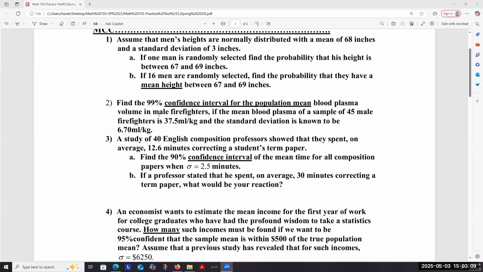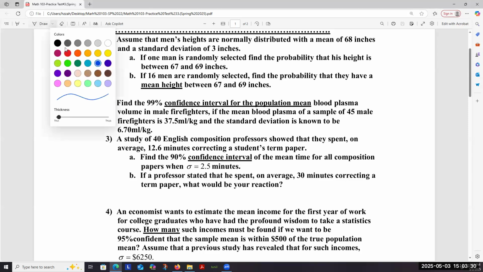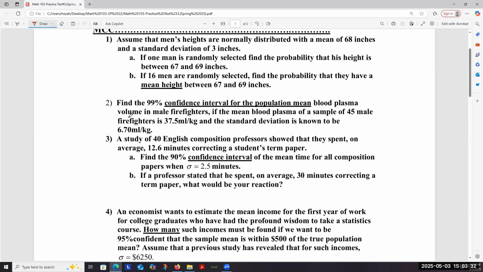There you are. Number 2, find 99% confidence interval for the population mean. So you find out this is a confidence interval for the mean. You know that for this problem, what we have to do, a sample would be given to you. So as you read this one, this is what you have to look for.